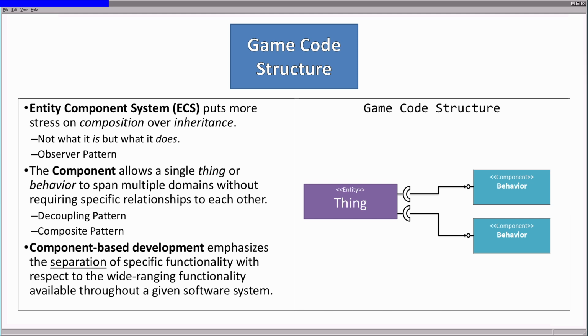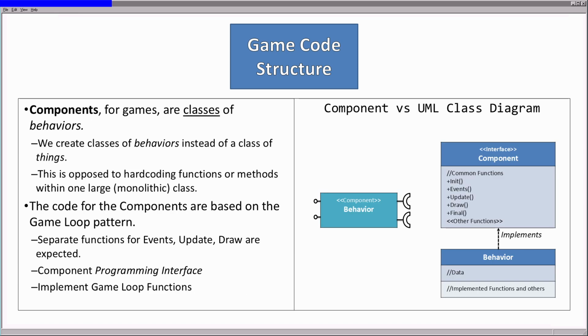Component-based development emphasizes the separation of specific functionality with respect to a wide-ranging functionality available throughout a given software system. Components for games are classes of behaviors. We create classes of behaviors instead of classes of things. This is opposed to hard-coding functions or methods within one large monolithic class, meaning writing everything in one programming file or writing all the code in just a main method.